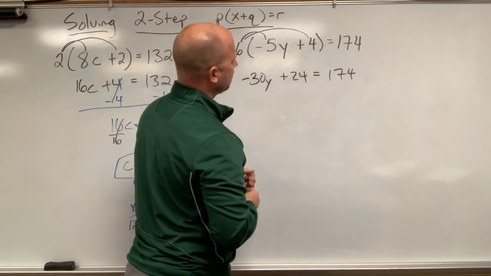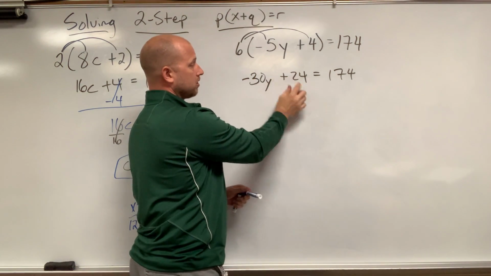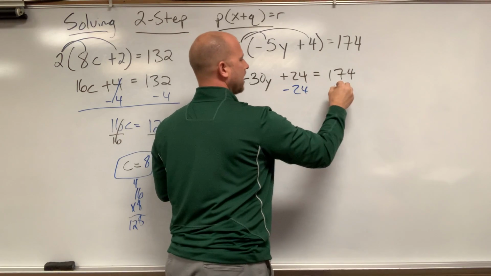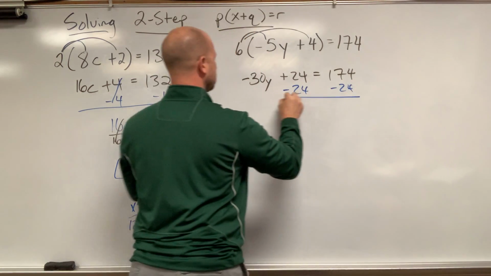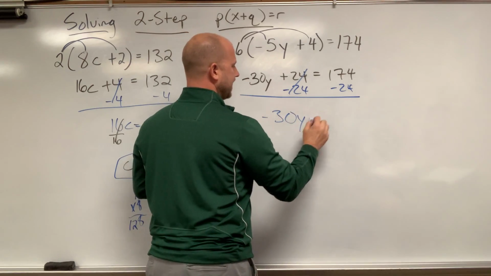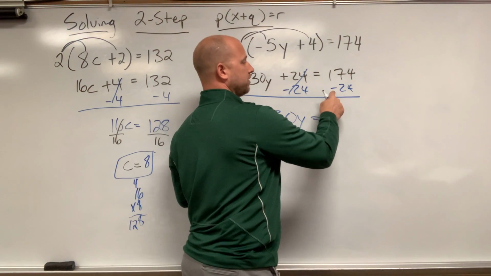All right, now we continue on. So we have, again, multiplication here, so this needs to stay. This bond is stronger. We need to work on this addition. So adding 24, the opposite of adding 24 is subtracting 24. We now have -30y equals 174 minus 24.